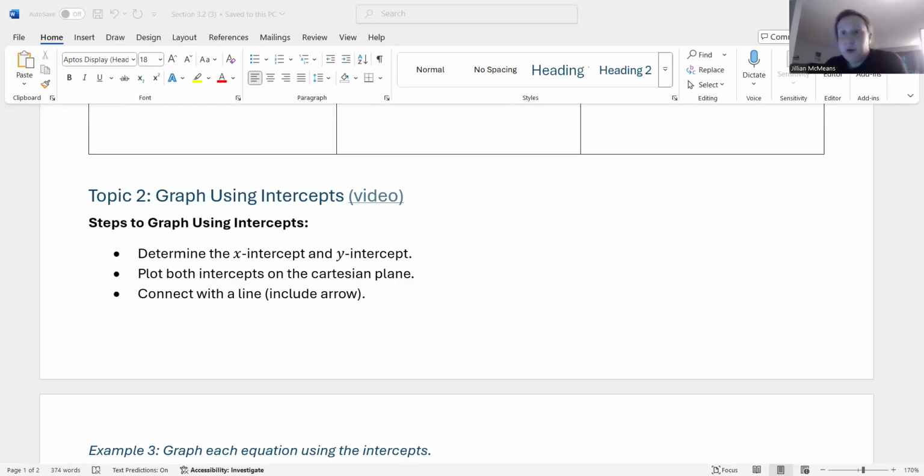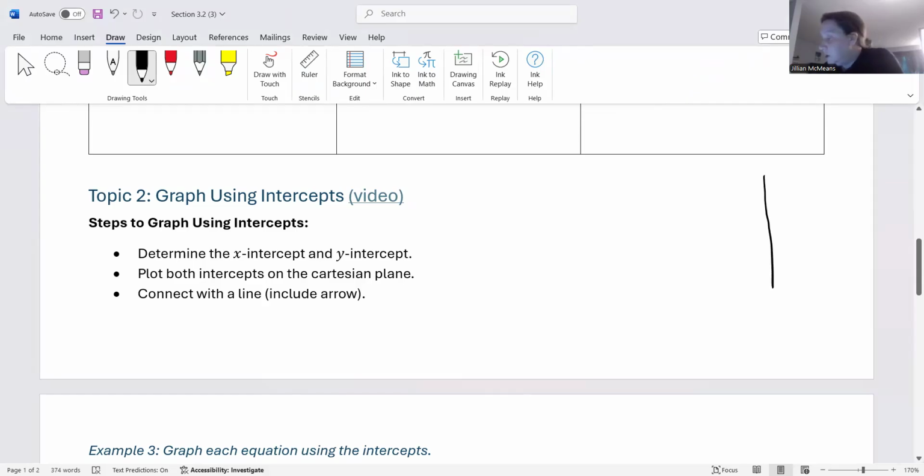For topic two, we're going to look at graphing lines using intercepts. So we already know what intercepts are. Those are points where your line crosses the x or the y axis. And what's really important to understand is what that means for the ordered pairs. So imagine we have our y axis and now our x axis.